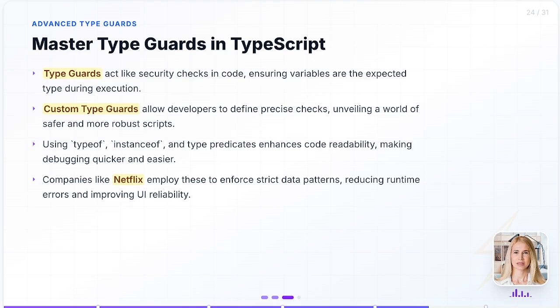Type guards in TypeScript are like assigning the right barista to each order. They help ensure your code only allows operations that make sense for the specific type of data you're working with. For instance, Netflix might use them to ensure movie ratings are numbers before performing calculations. This prevents bugs that could crash your app or display incorrect information.